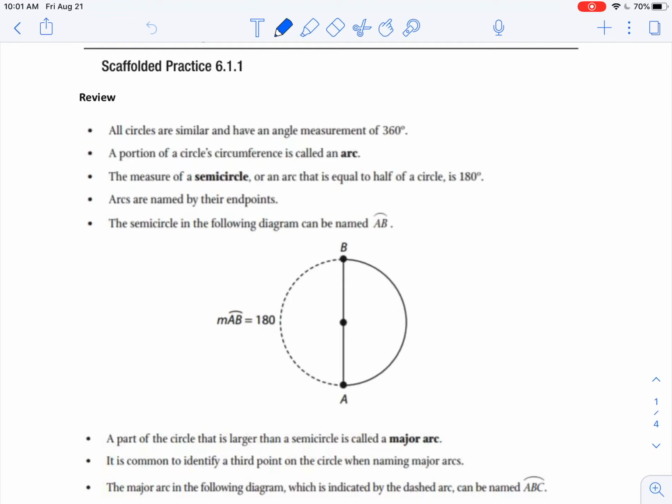I believe we all know all circles are similar and have an angle measurement of 360 degrees. A portion of a circle's circumference is called the arc. The measurement of a semicircle is half of a circle, 180. Arcs are named by endpoints. The semicircle in the following diagram can be named arc AB. So you go from one endpoint to another, and that's how you name it.